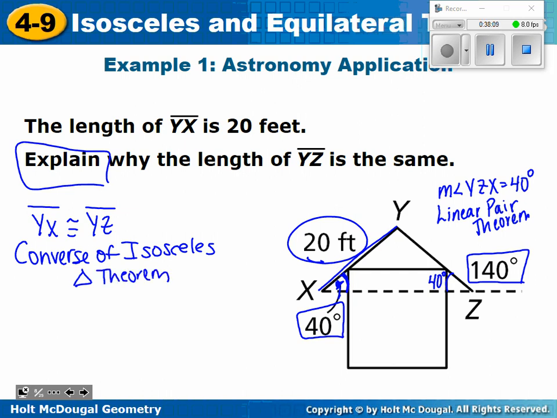And so then what is the length? Well, I guess they already told us. The length of YX is 20 feet. So again, they're asking us, why is that true? Well, that's true because we can find that other missing angle by the linear pair theorem, and we can say that those two sides then are congruent by the converse of the isosceles triangle theorem. And if they're congruent, then they're going to be equal, so that's why it's 20 feet. Are we good? Okay, so just be able to back it up with your theorems.